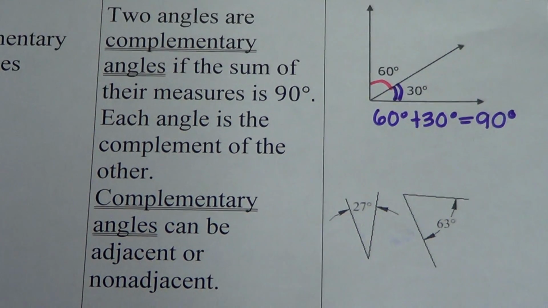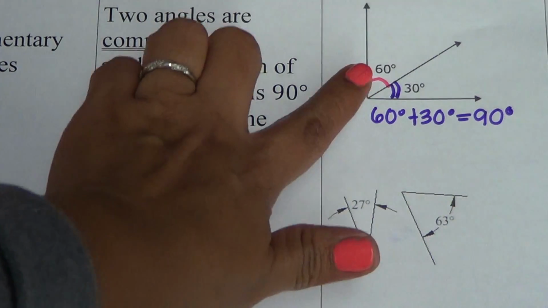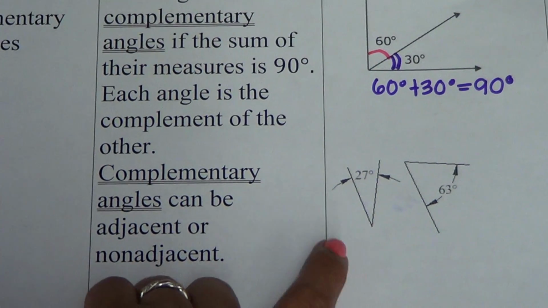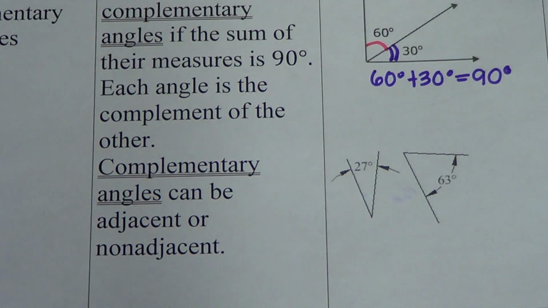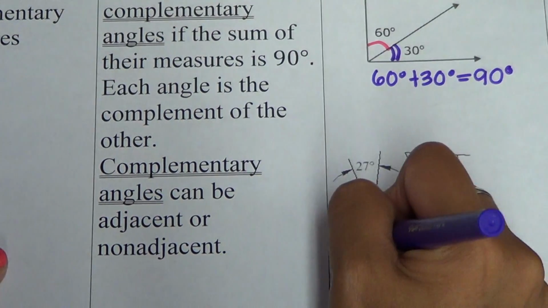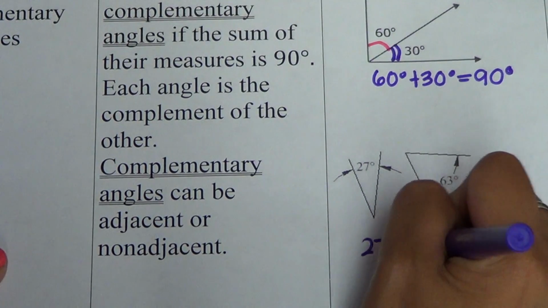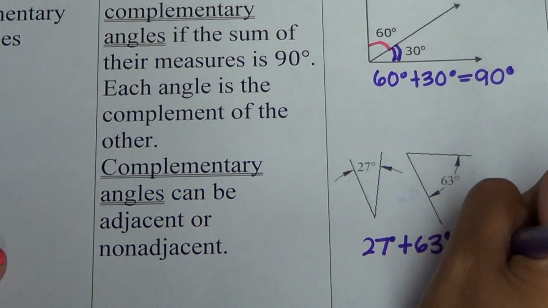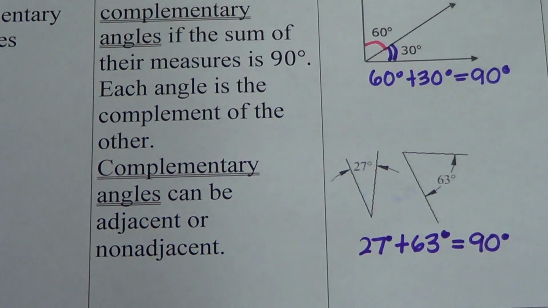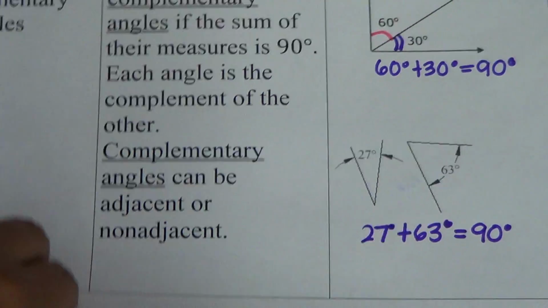Now, they don't have to be right next to each other, adjacent. They can be like these two angles. And we can say that these two angles are also complementary, because if I were to add the 27 plus the 63 degrees, then I would get 90 degrees. So that's what we call complementary angles. Now we would say that each angle is the complement of the other. Okay? All right, last word, here we go.